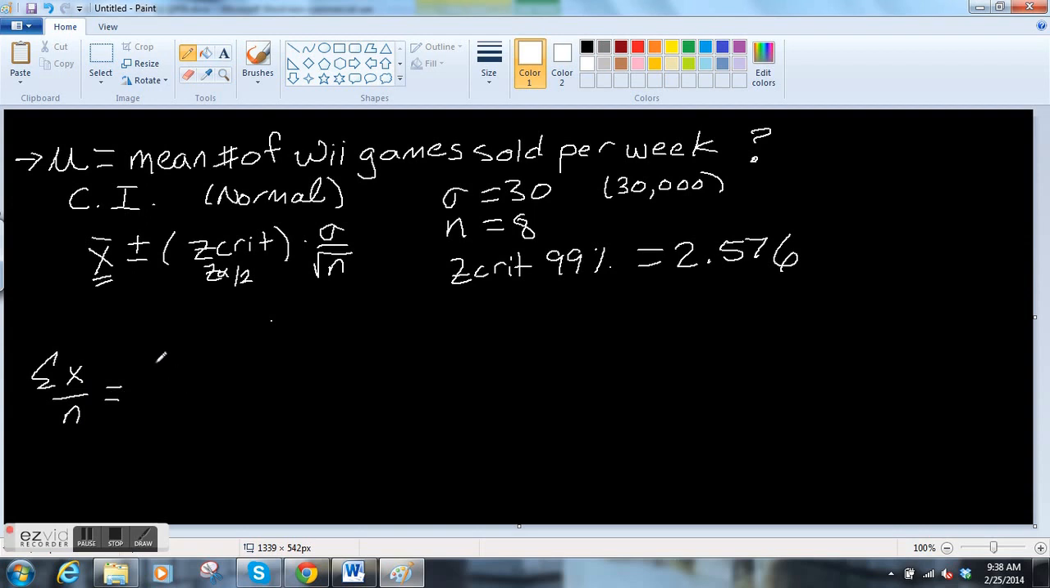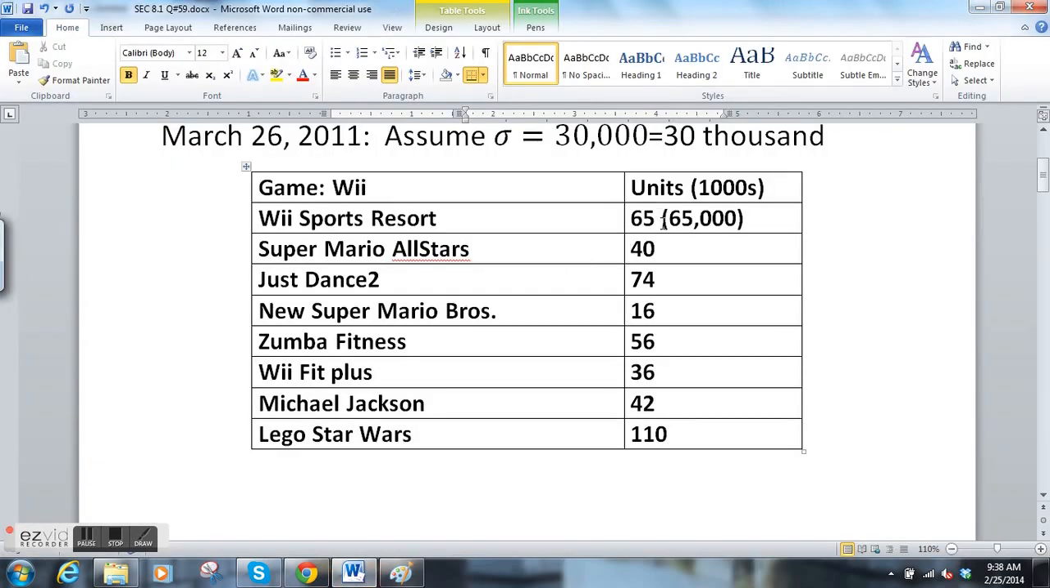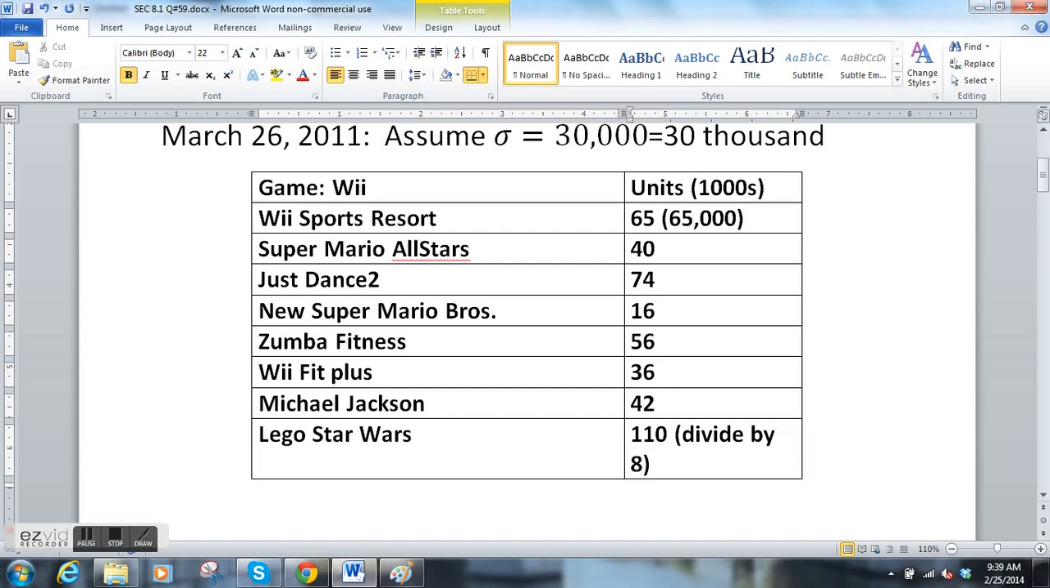In this case, when you do that, you get, what did I get my x bar to be? 54.875. Where does 54.875 come from? That's 65 plus 40 plus 74 plus 16 plus 56 plus 36 plus 42 plus 110, all of that. And then you divide by 8, right? So you'd add up all of these and divide them by 8.